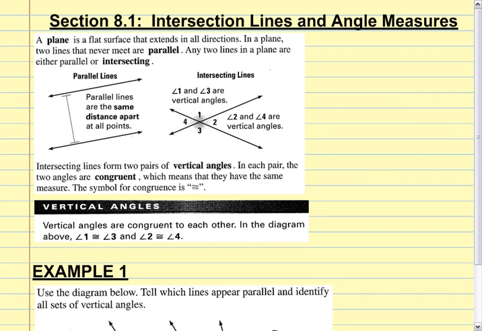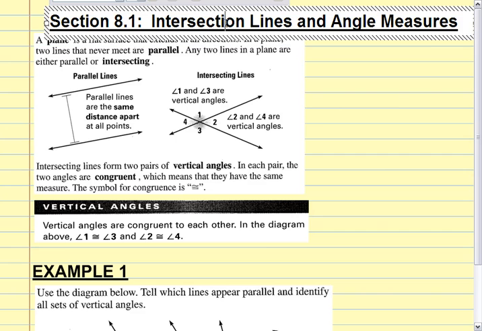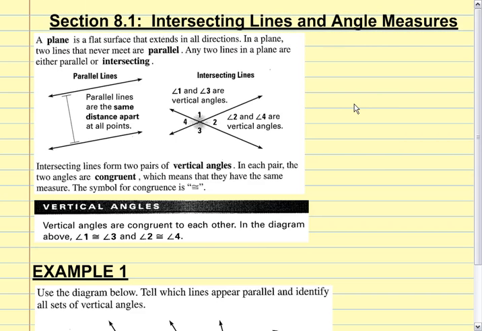8.1. Now you see what I have written there? Intersection. That shouldn't say intersection. I'm going to change that right now, okay, Allie? You know what it should say? Intersecting. There you go. All right. Look at that. Done. Intersecting lines and angle measures.